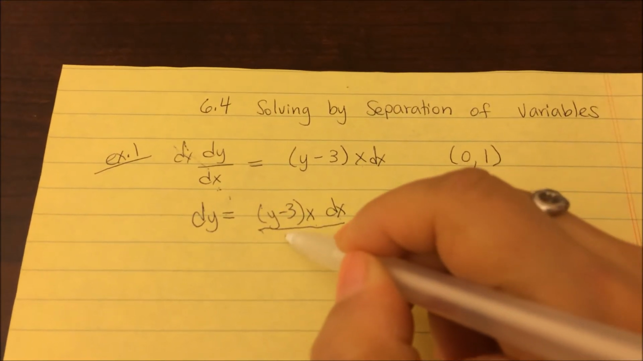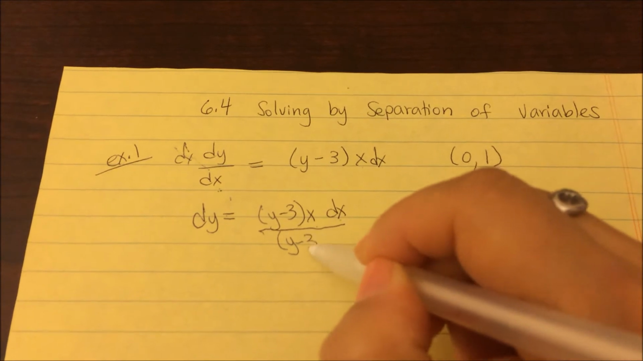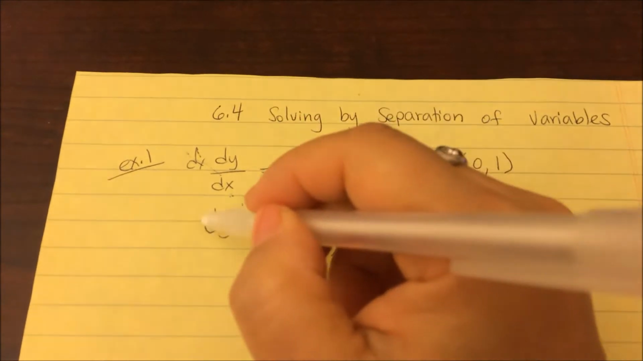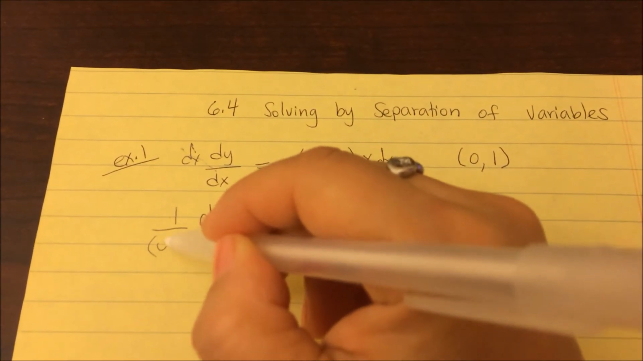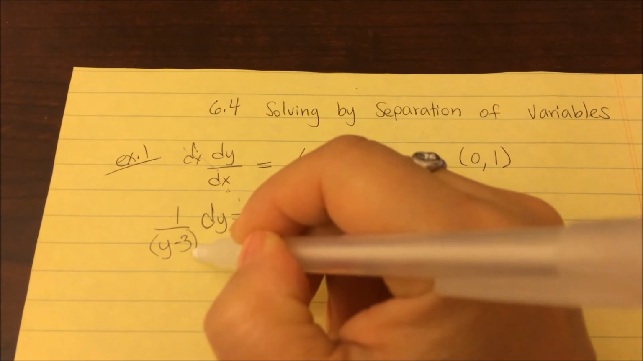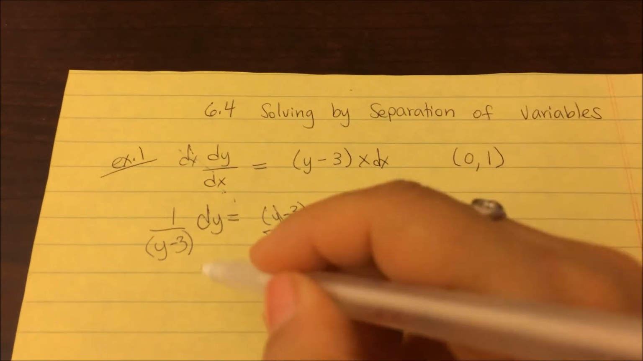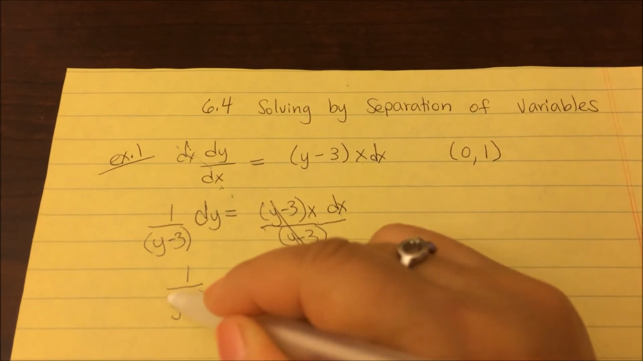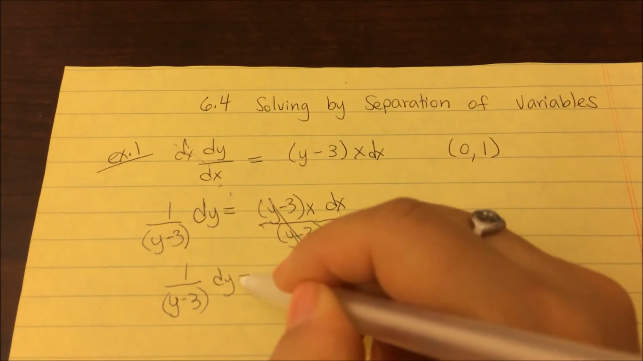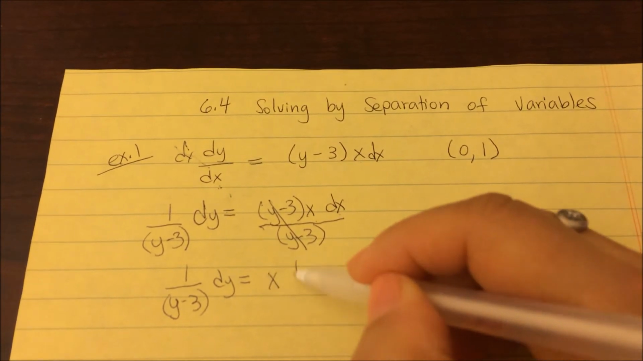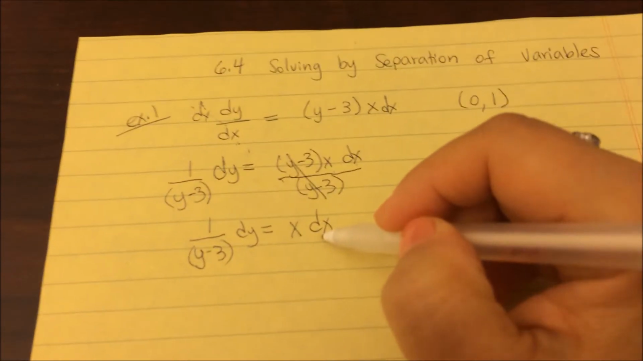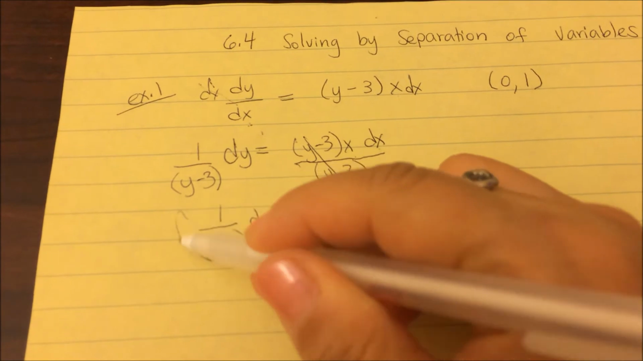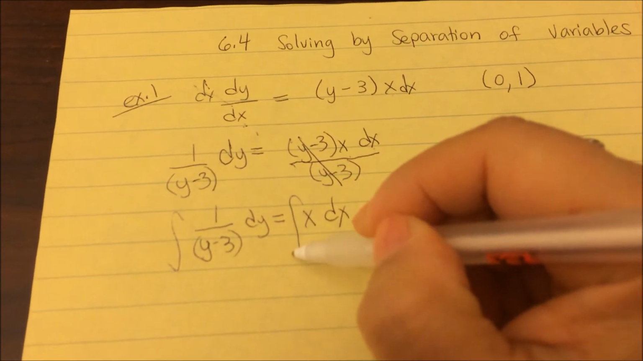So since it's multiplication, we're going to divide it out on both sides. So that becomes y minus 3 on this side, and then this cancels out. Then we have 1 over y minus 3 dy is equal to x dx. Okay, so now we're going to take the integration on both sides right here.